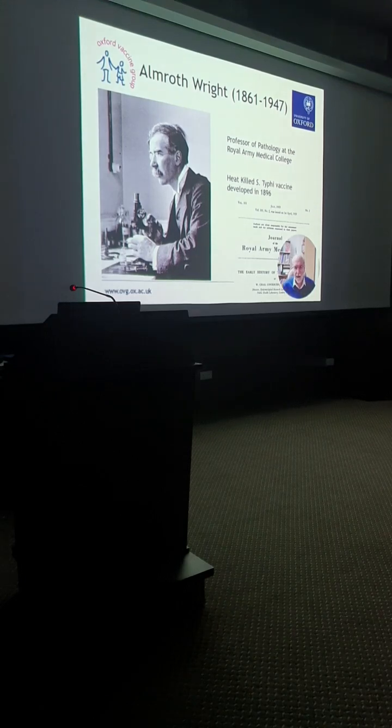So the first vaccines for typhoid were developed in the late 1800s by Almroth Wright, who you can see here in this photo. And he developed a heat-killed typhoid vaccine, which was given to British Army recruits who were fighting in the Boer War in South Africa at the end of the 1800s. The problem with this vaccine was it was very reactogenic, and the soldiers didn't like to take it because they felt unwell for several days afterwards, and they started to refuse to be vaccinated.